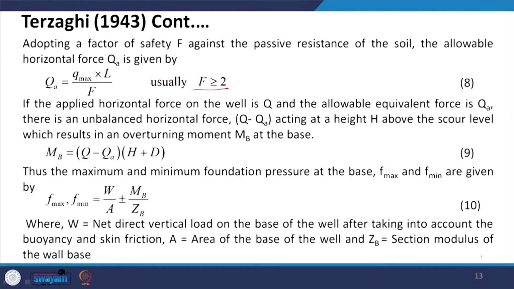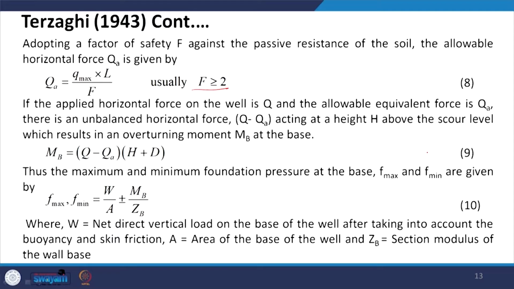This is permissible, that Q value may be higher than Qa, because Qa is obtained using a factor of safety. But naturally, let us say if you are using a factor of safety 2, the value of Q cannot be 2 times or more than the value of Qa. So, what you have is an additional overturning moment Mb, which is due to this Q greater than Qa, and this is given by equation 9.